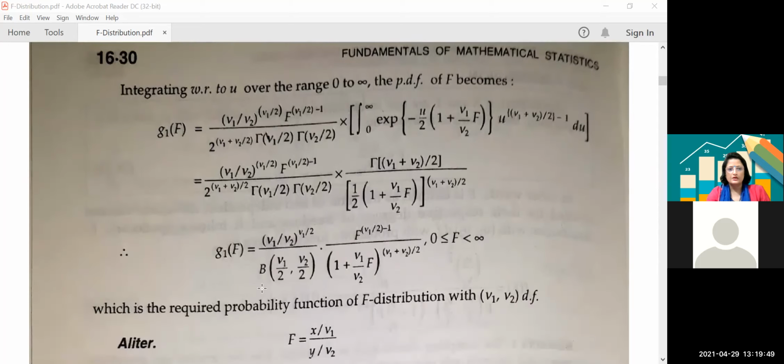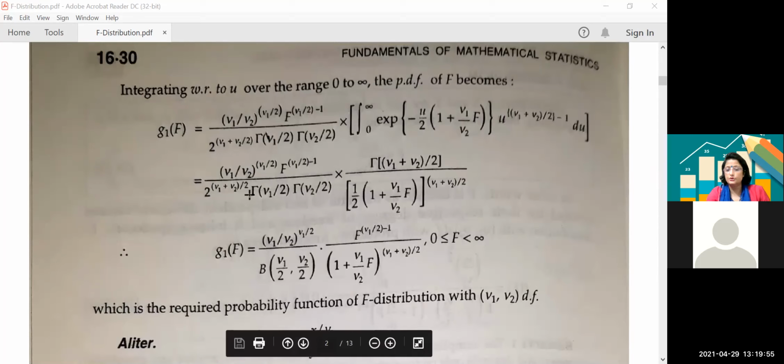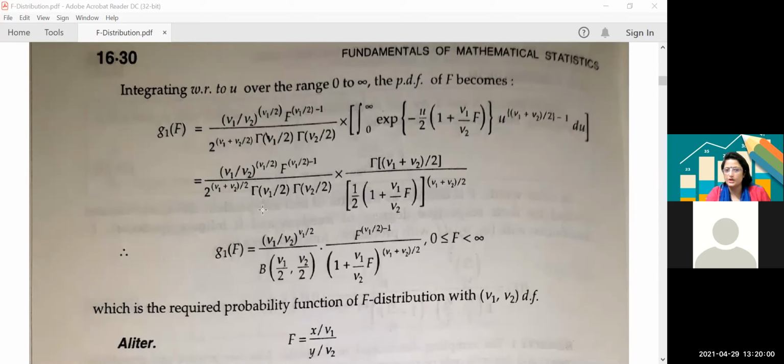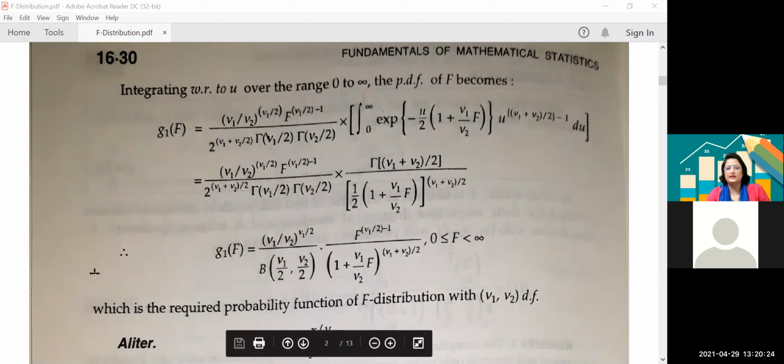So what you will get, this is (v1 by v2) raised to power v1 by 2. और अब आप इसमें क्या करेंगे, ये जितने जो ये Γ हैं, Γ(m plus n) by 2 into Γ(m by 2) into Γ(n by 2), ये बन जाएगा आपके पास बीटा (m, n). So you have written बीटा (v1 by 2, v2 by 2). So f raised to power v1 by 2 minus 1 और (1 plus v1 by v2 f), और 2 जो है बेटा आपका कहीं ना कहीं ये वाला जो 1 by 2 raised to power (v1 plus v2) by 2, ये इसके साथ कैंसिल आउट हो जाएगा, ये जो पड़ा हुआ है ऊपर, ठीक है जी.